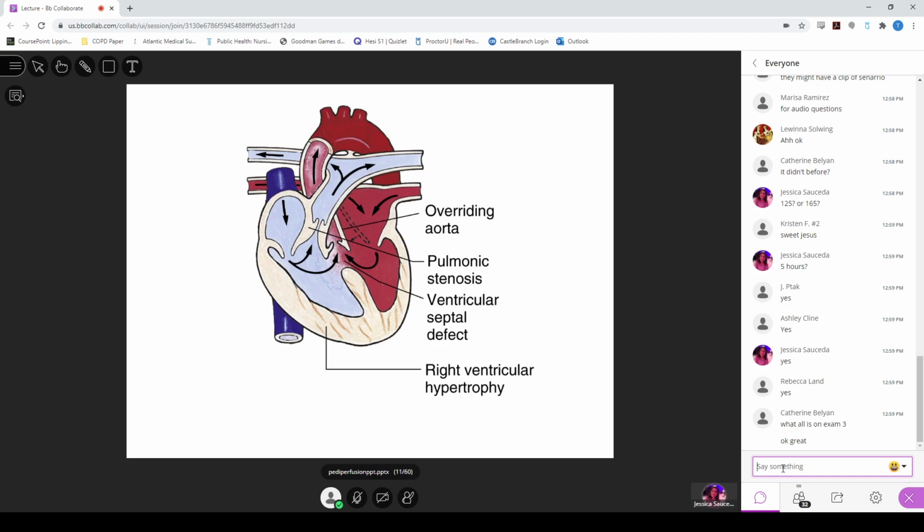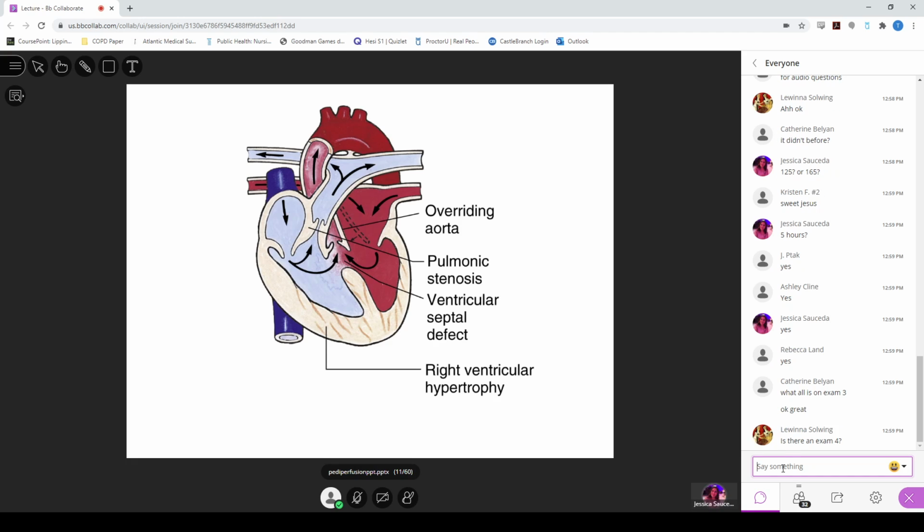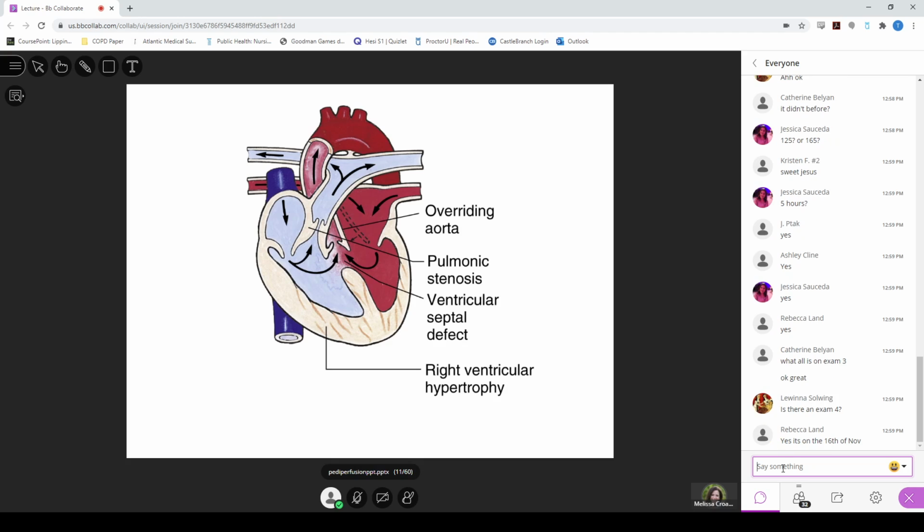Sorry, Ms. Raljak. I have anxiety. Is it 125 or 165 on the HESI? I think it was 125, or maybe it's just 75. I don't know. I think it's either 160 or 165. It's definitely 160 something. Okay. And then I think it's 5 hours. I think that's what I read. I believe that's correct. Okay. All right. Thanks. Yes, there's an exam 4.